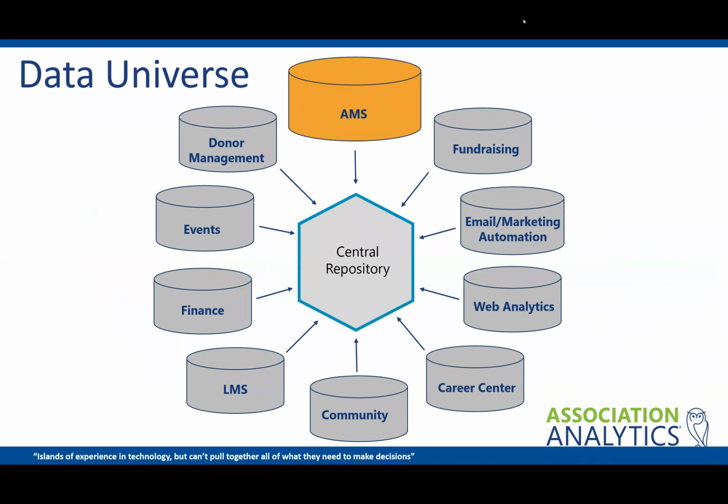So Megs, I think you touched a little bit about this, but your data universe. So you have your AMS, IMS, you may have fundraising, you may have email marketing automation, you may have a community like Higher Logic, and you I'm sure do have a finance system, an event system. And so more and more, all of these different systems have analytical tools, but they're still siloed. So you're still looking at only the information that's put into here and only the data that's put into here. So you need to start thinking about a central repository. And you could very simply use Excel as a starting point, as a central repository.